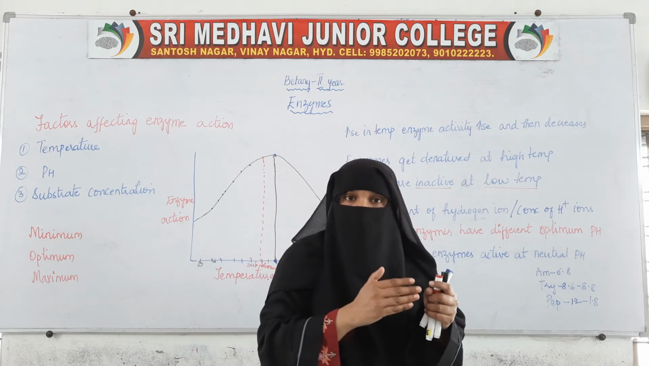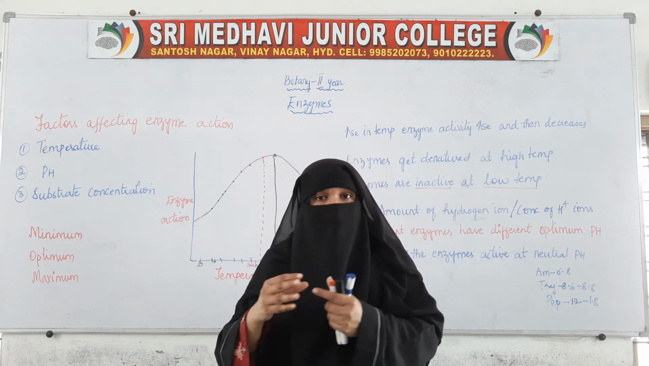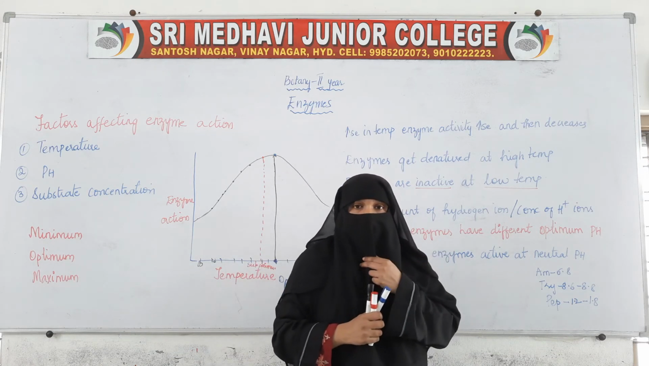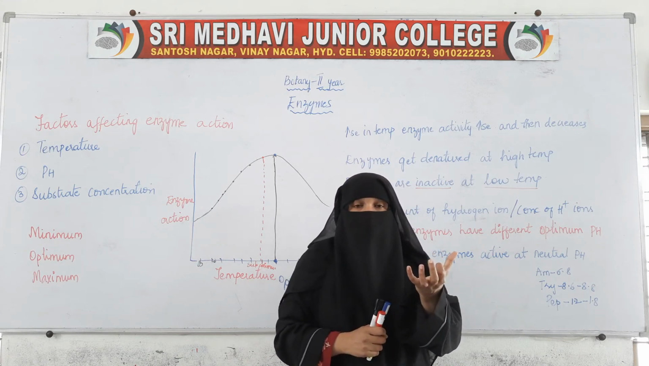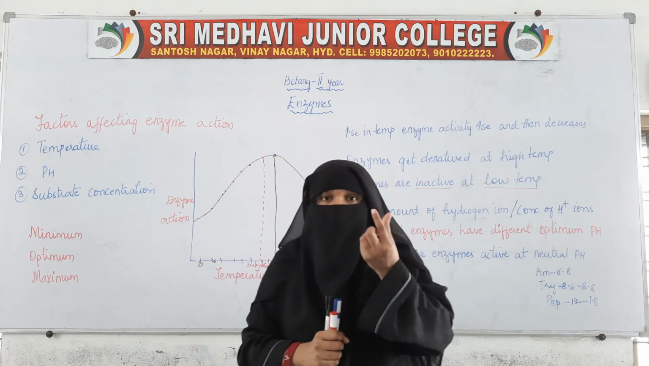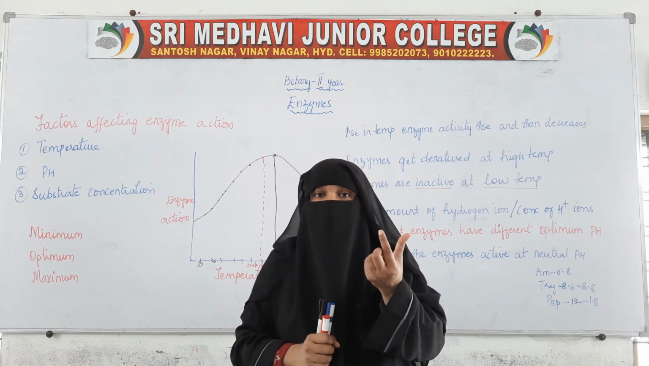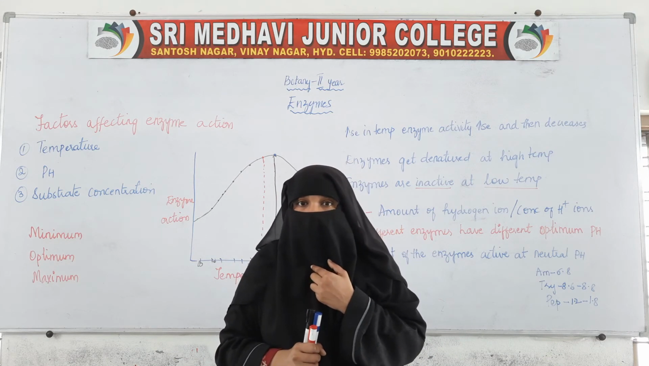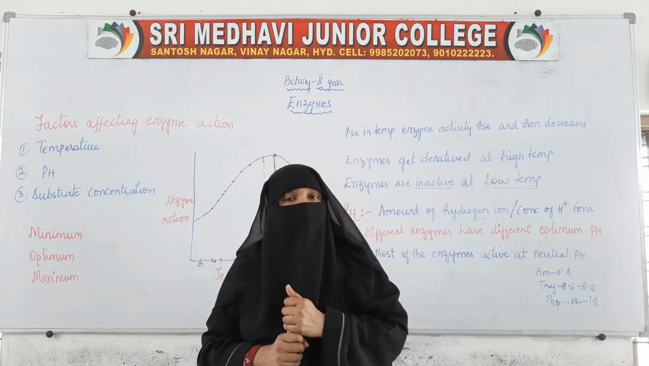Some enzymes will be more active in acidic pH, some enzymes will be more active in basic pH, and some enzymes will be more active at neutral pH. Amylase is an enzyme which shows high activity at neutral pH. 7 is neutral, and just below 7, at 6.8, amylase activity is maximum. 6.8 is just about neutral.